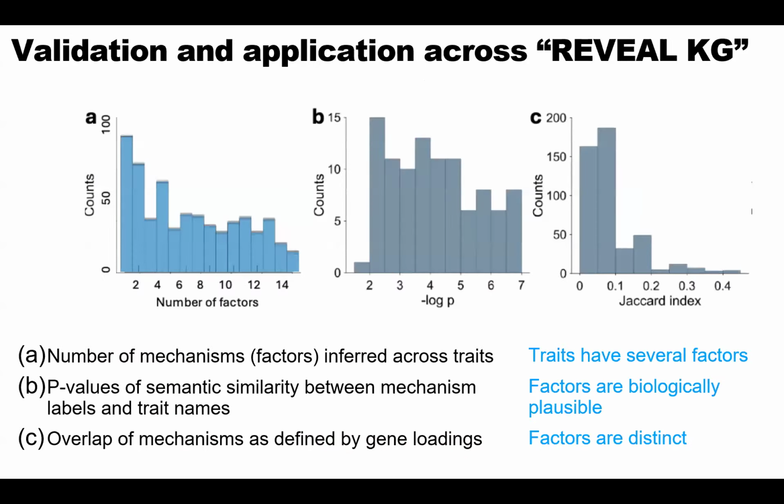But the nice thing about this is that we've had some validation and application of this to the Reveal knowledge graph. And what it has shown is that the traits do reveal some factors. The factors are biologically plausible, and they tend to be distinct. So that's great. It tells us we feel good about this.